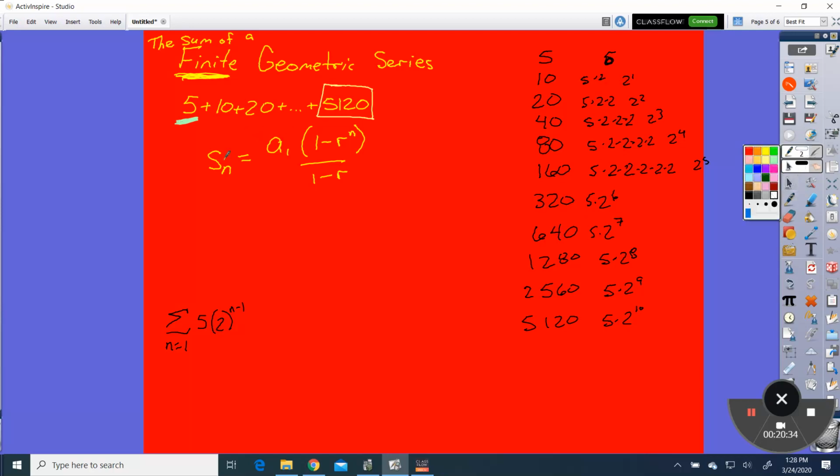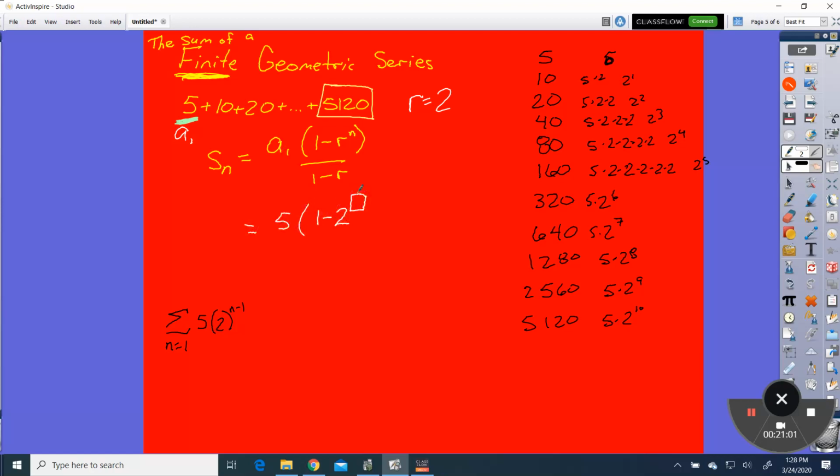Well, over here, if you look, there's a formula that says if it's a finite geometric series, we don't care what r is, but we just calculated r to be 2 because 5 times 2 is 10, 10 times 2 is 20, and if I keep multiplying by 2, I end up at 5,120. So I know what r is, and I know my first term. So I can plug that stuff into this equation. That looks a little bit daunting, but it's really not.